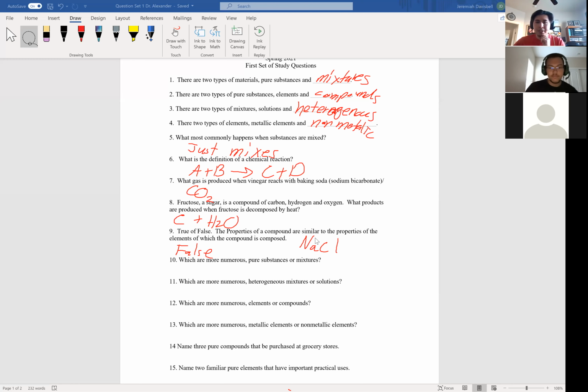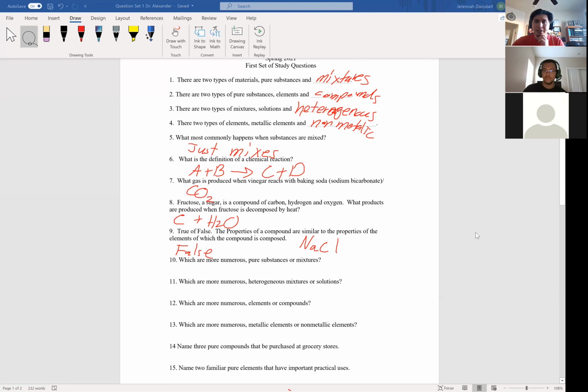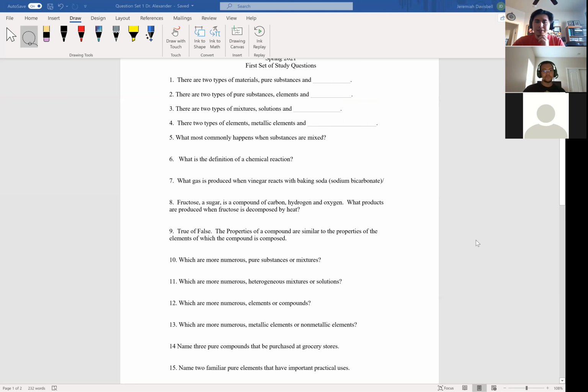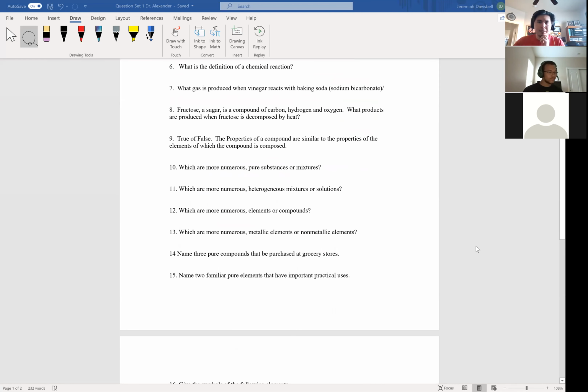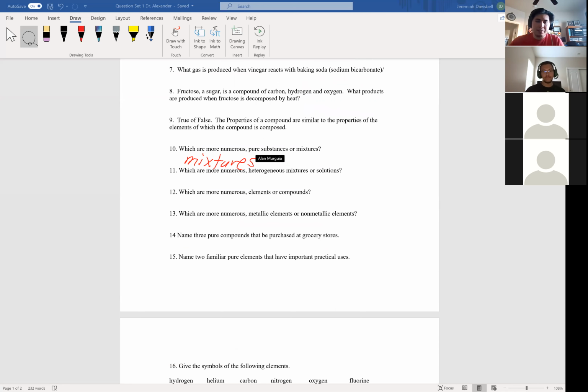Going on to number 10. Which are more numerous? So which are you more likely to find anywhere in nature, the pure substances or mixtures? Mixtures. Right, mixtures, because everything just tends to be stuck together, right? Even if you look outside, everything's a mixture, right?